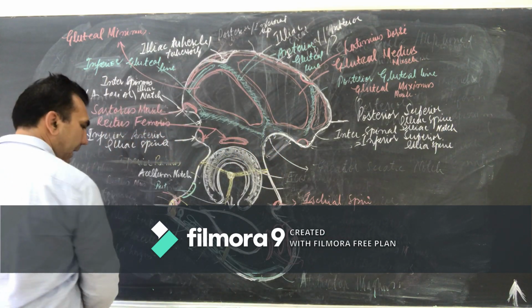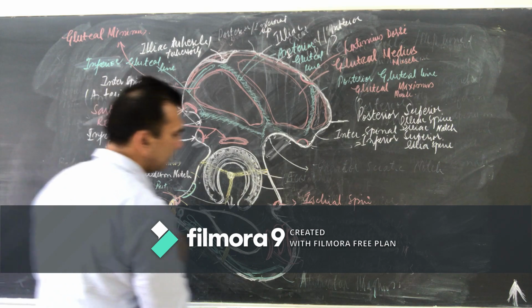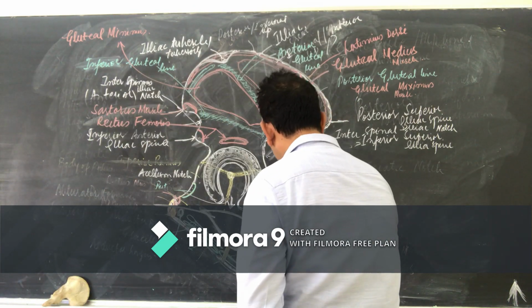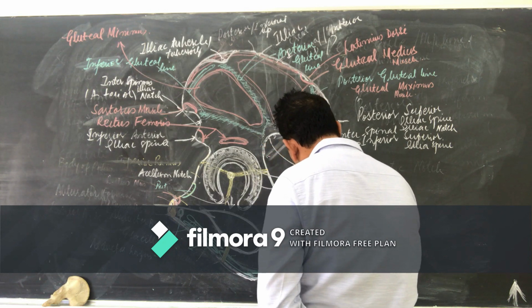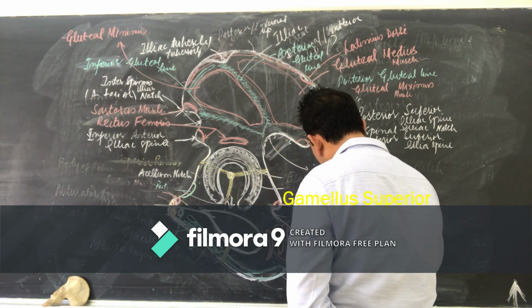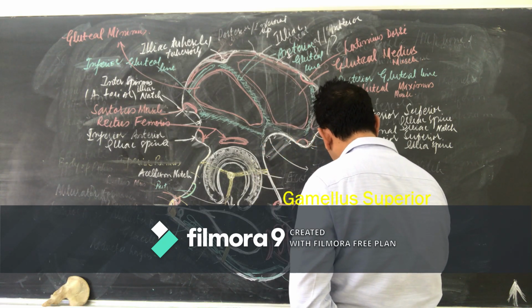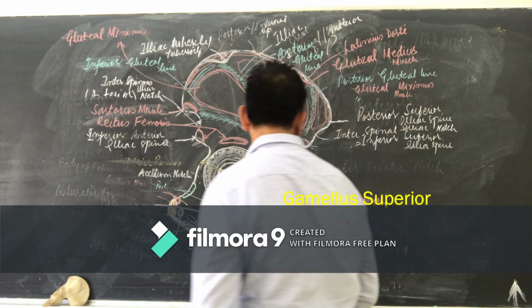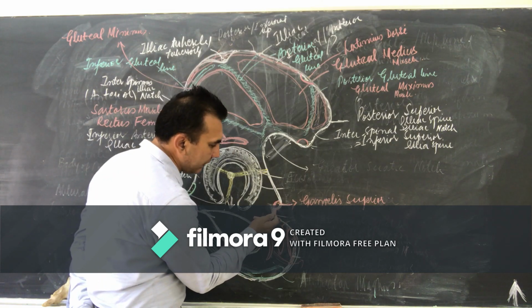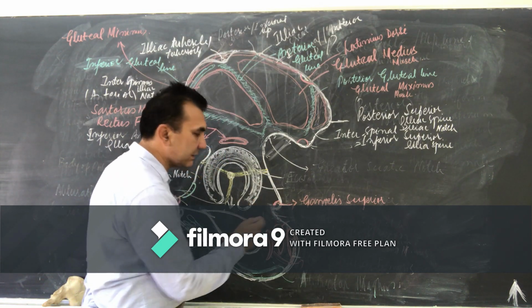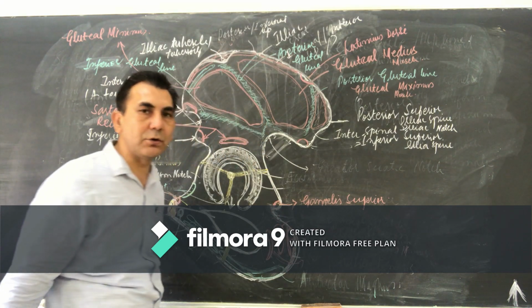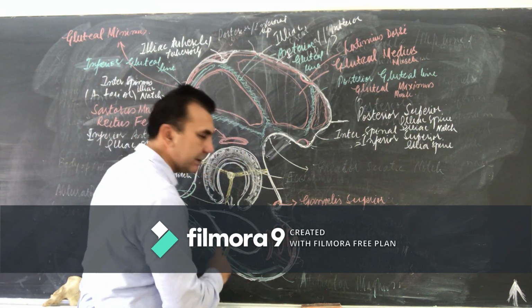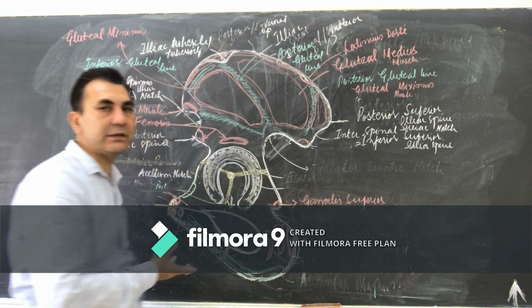The portion of this ischial spine is where the gemellus superior muscle is attached. Just below the ischial spine is another notch. This is called the lesser sciatic notch, and just below the lesser sciatic notch is the ischial tuberosity.